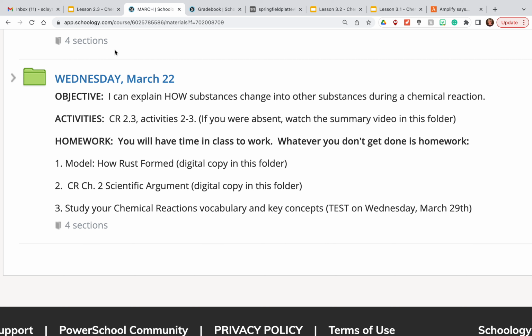Number 1, there's a model called How Rust Formed. There's a digital copy in this folder, or you can come into my classroom and get a hard copy. The second thing is a CR Chapter 2 Scientific Argument. Again, the digital copy is in this folder, but if you want a hard copy, you have to come to my classroom.